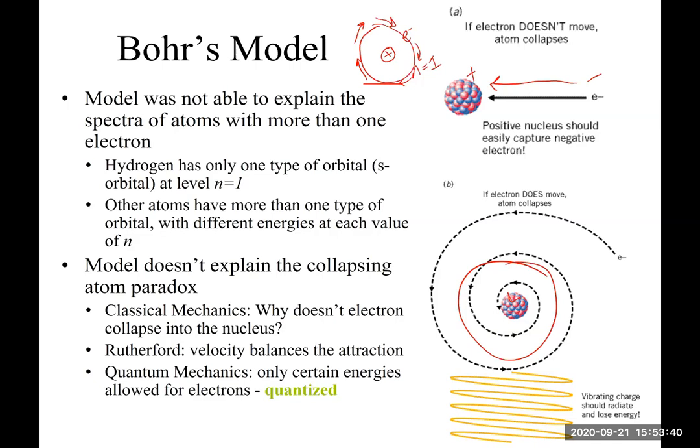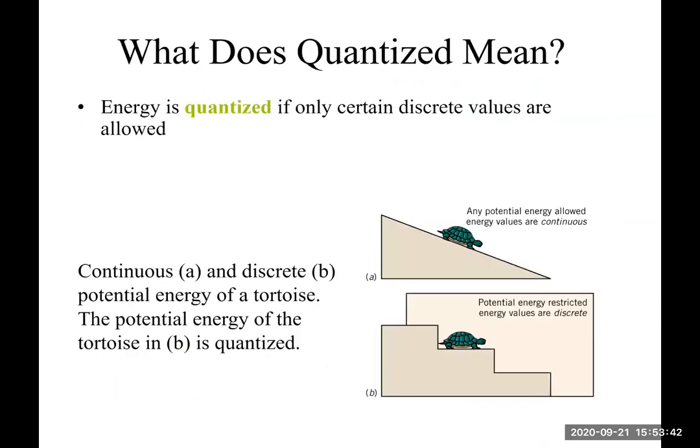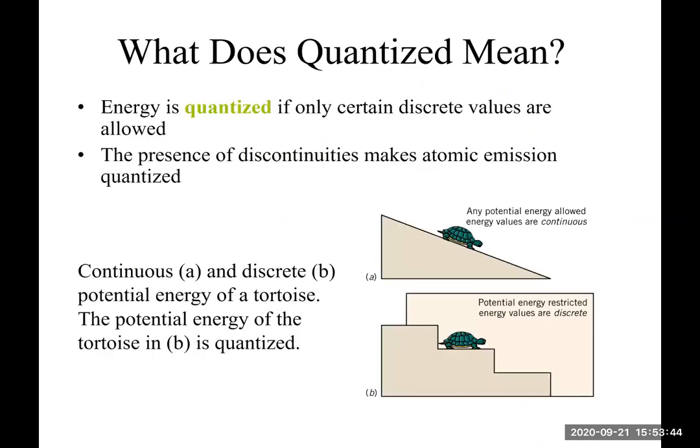How does quantized work then? What does quantized mean and how does it work? Because it seems so abstract to think, okay, so an electron can't reside by the nucleus. Why not? Why is that energy any different than any other energy that's there? Why can it only reside in certain distances away from the nucleus and not others?